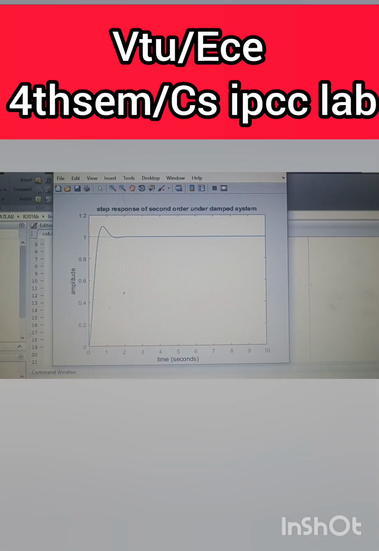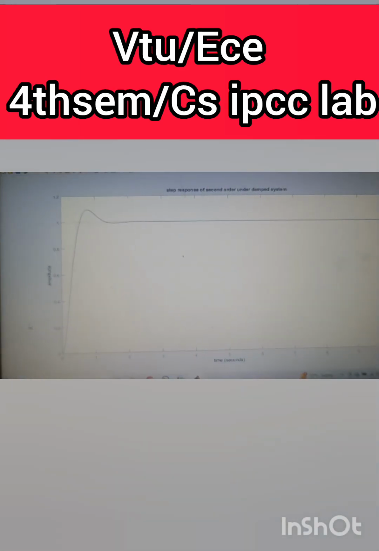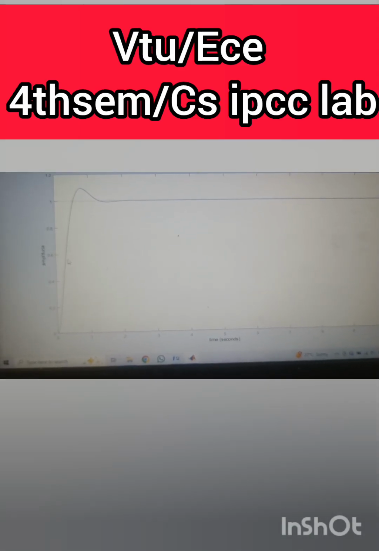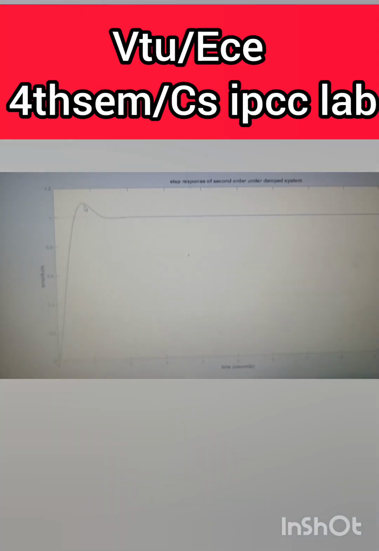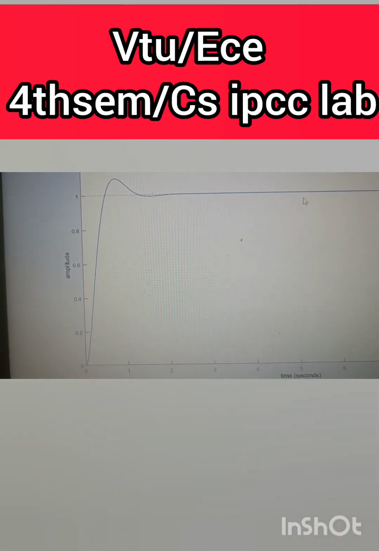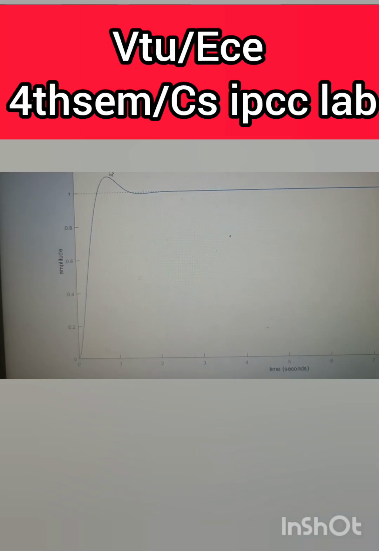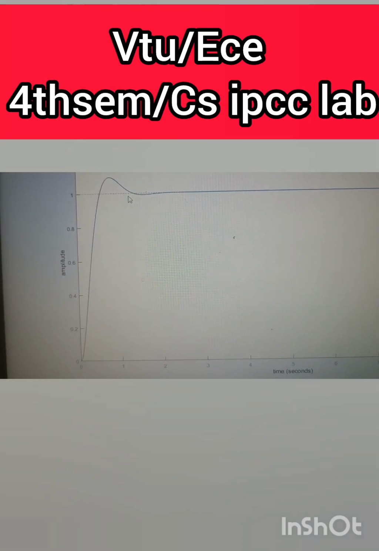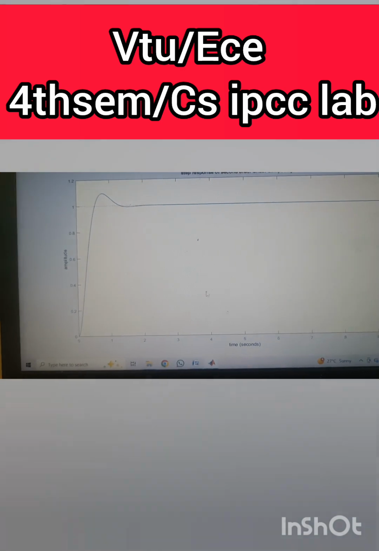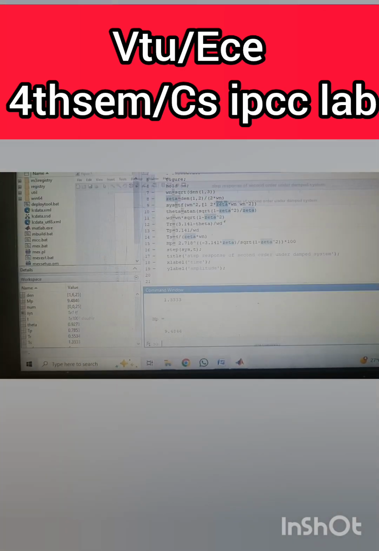This is the diagram of the experiment, the MATLAB output: amplitude versus time. Here it is the rise, the peak overshoot, and then the settling time. So it is rising and reaching the peak, then the settling time. That is what the figure will look like for the 4th experiment.